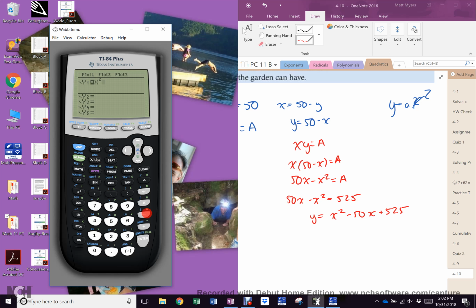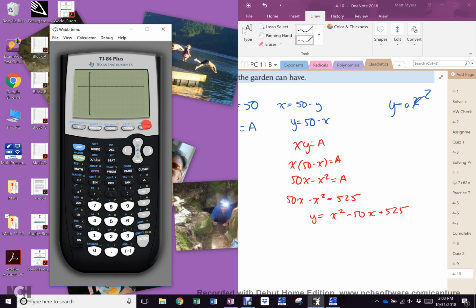Okay. Then minus, not negative, minus what? Minus 50x. Then what? Plus 525. Is that my equation? Yes. Now I should do what? Look on your calculator. I should graph.